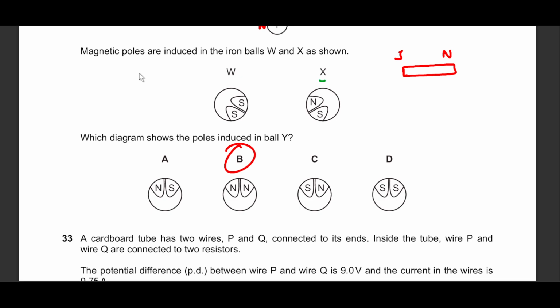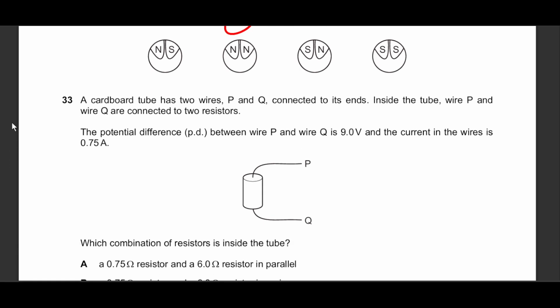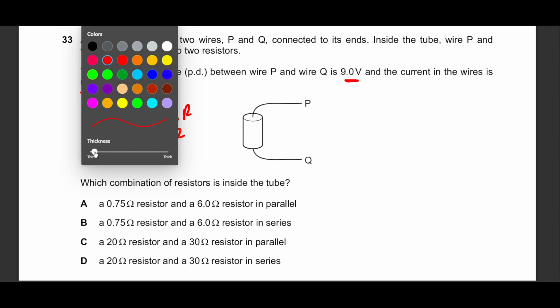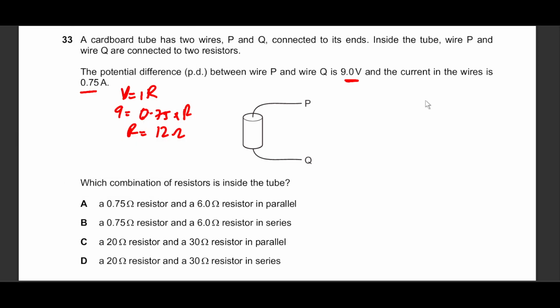Question number 33. This is interesting. He says a cardboard tube has wire P and Q connected to the ends. Fine. The potential difference is 9 and current is 0.75. So if you want to find the resistance, let's first apply V equals IR. This is 9 volts available, current is 0.75. How much should the resistance be? It comes out as 12 ohms. Okay, fine. So let's work with 12 ohms.